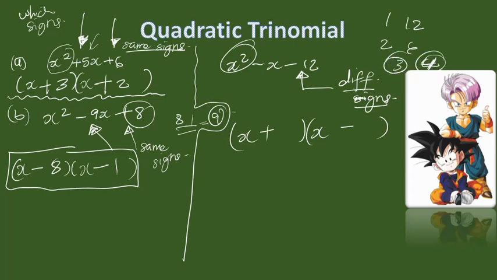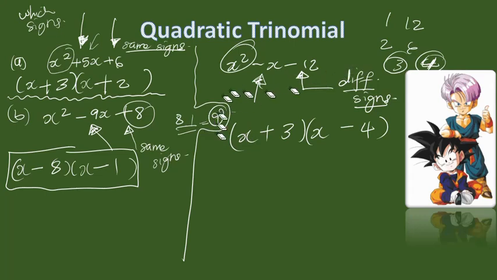Now, in this 3 and 4, one of them needs to be positive, one of them needs to be negative. How do we know that? Well, if the middle term is negative, then the bigger number must be negative, right? So 4 will be negative and 3 will be positive. Easy as that. Another question?